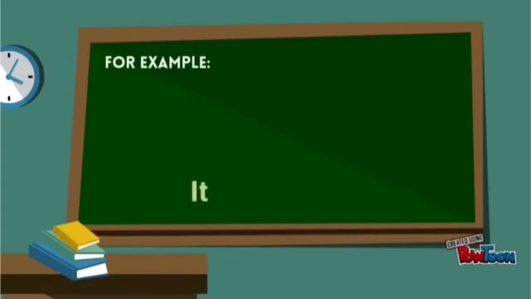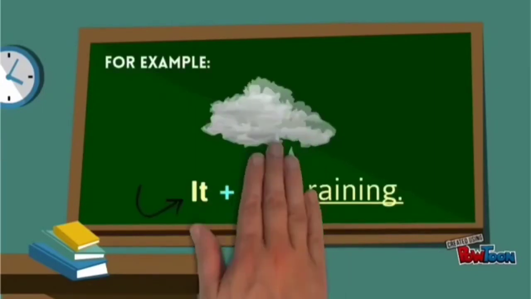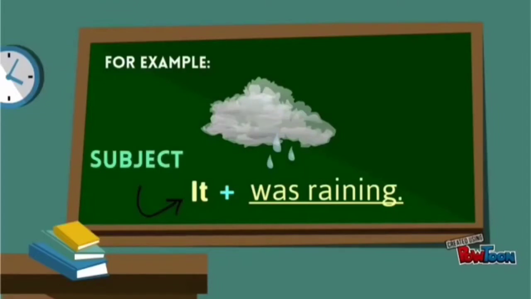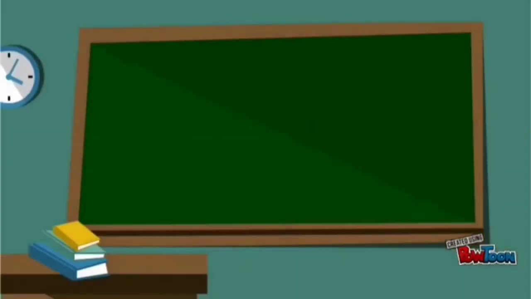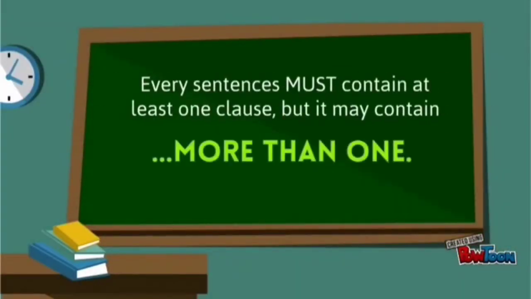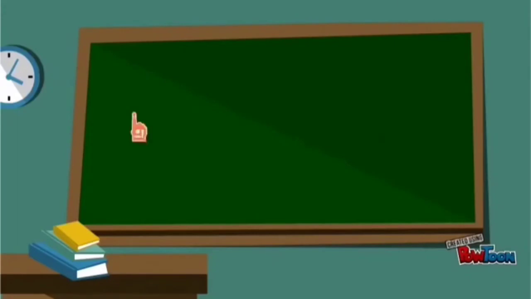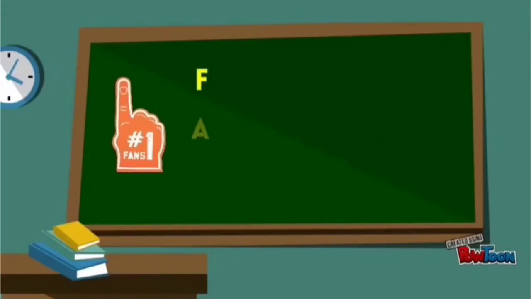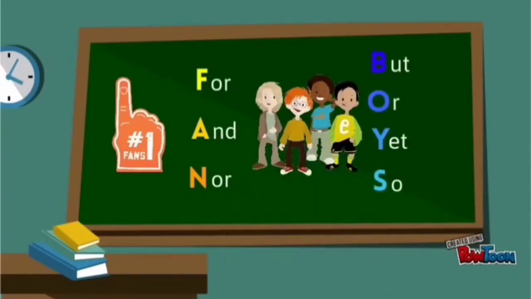For example, it was raining. Here, "it" is the subject and "was raining" is the verb. Every sentence must contain at least one clause, but it may contain more than one. Remember: for, and, nor, but, or, yet, so.